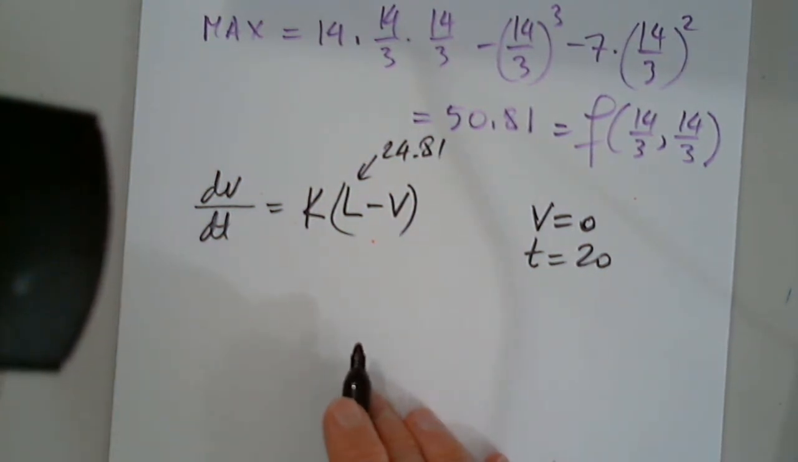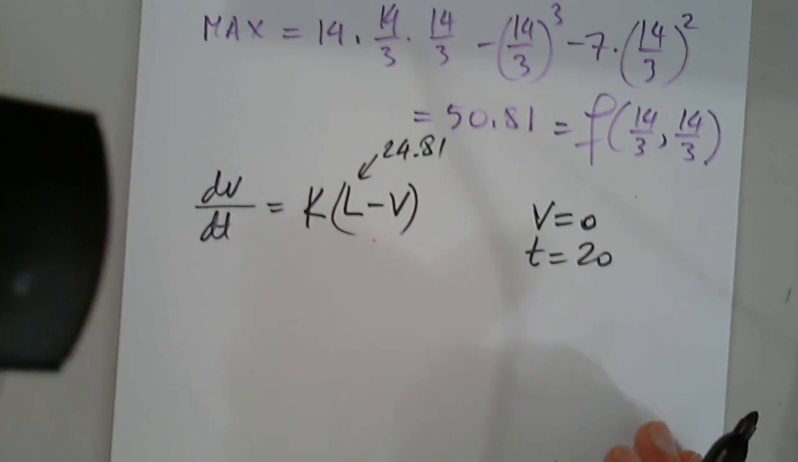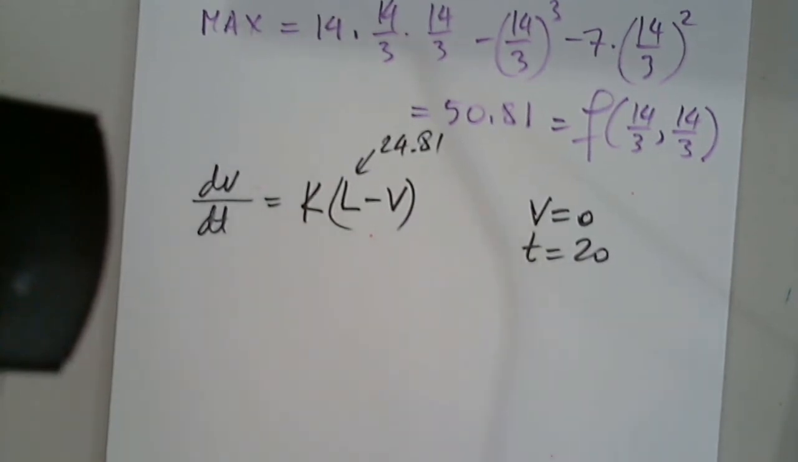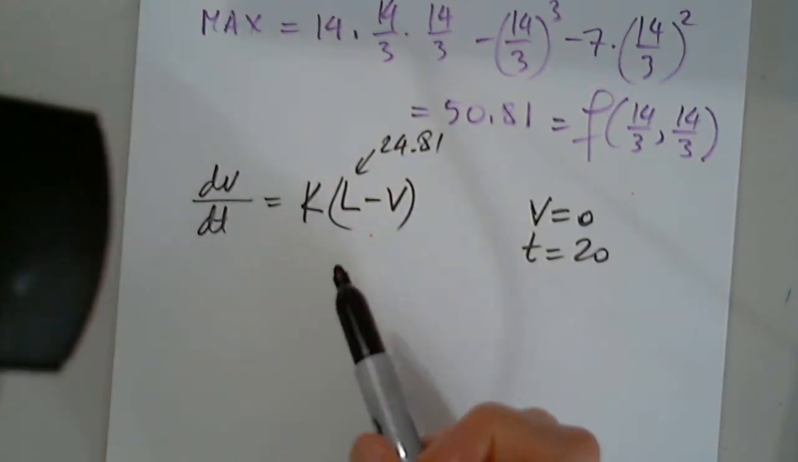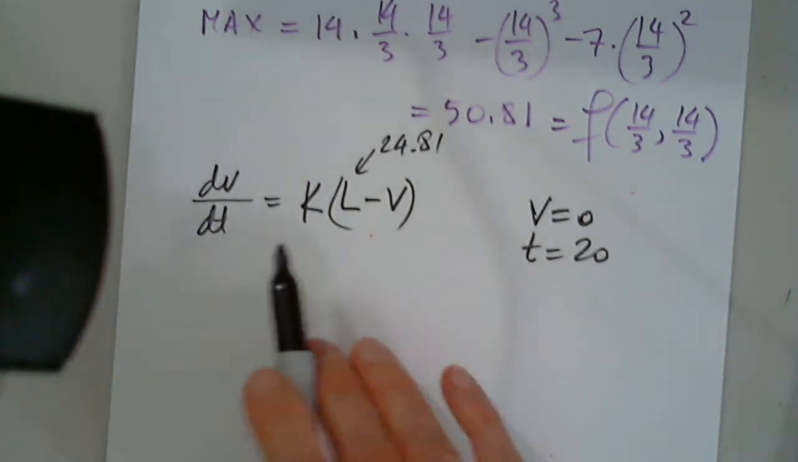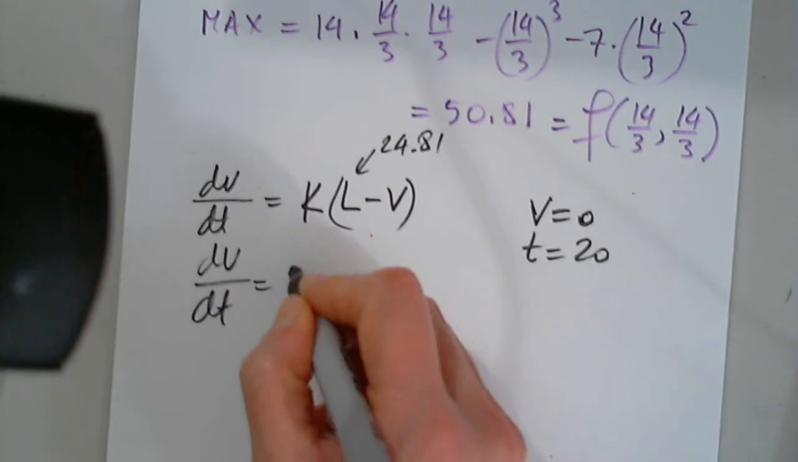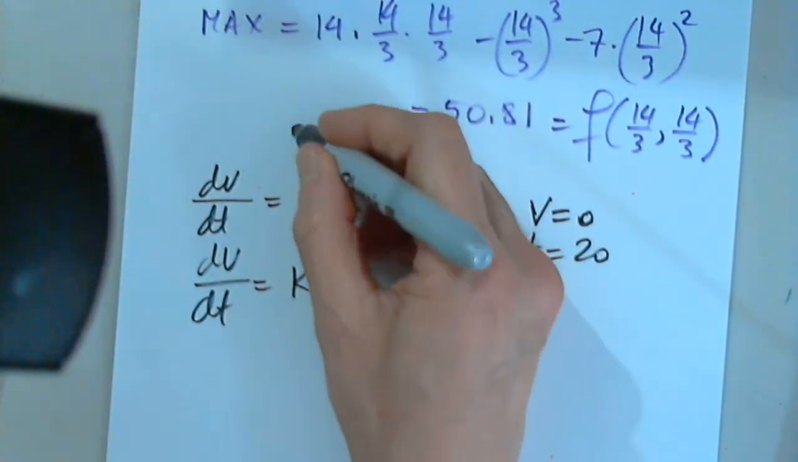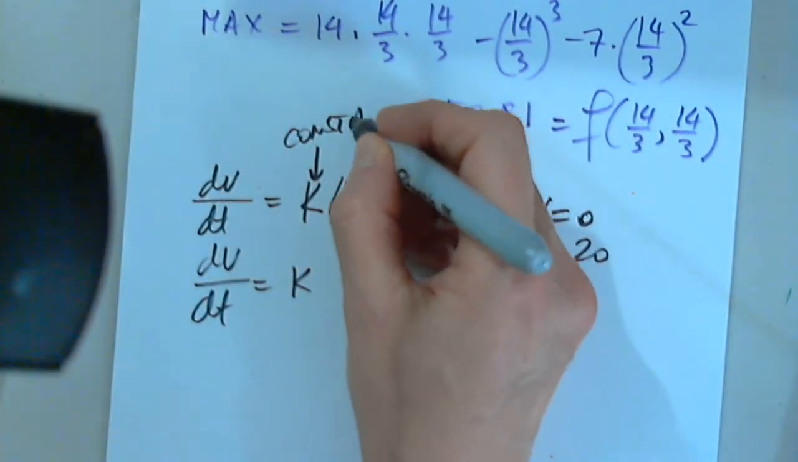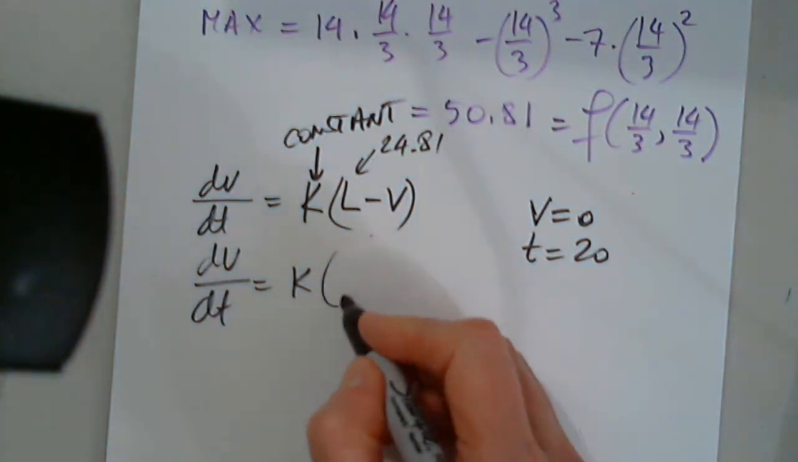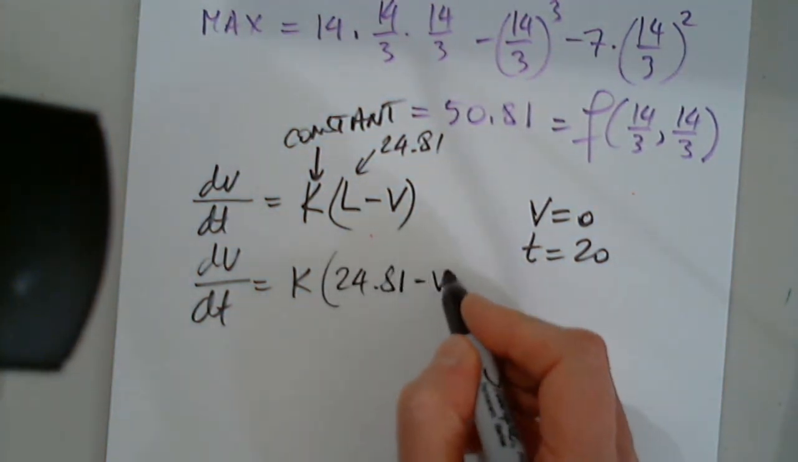You want to do it? Yeah, I just wanted to talk through it again. Yes, of course. Okay, so the idea here is to separate the variables. This is not a variable, so let's put it in from the beginning so it's not confusing. This is a constant. It is not given to us. So this is 24.81 minus v.